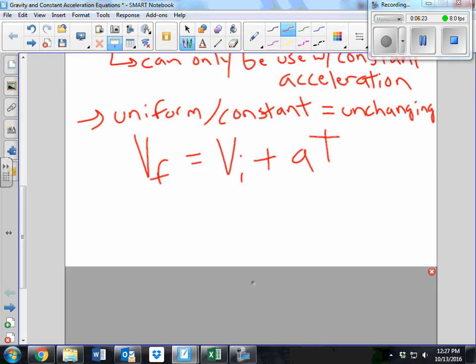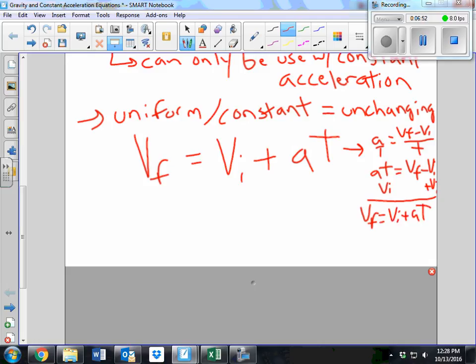Some of you who are really good at math will look at that and say, oh, that's our acceleration equation rewritten. Because if I have a equals vf minus vi over t, I would cross multiply and get acceleration times time equals vf minus vi. And if I'm solving for vf, I add vi to both sides, and vf would just equal vi plus at. So that is just our acceleration equation rewritten.